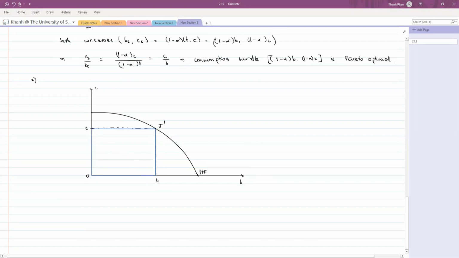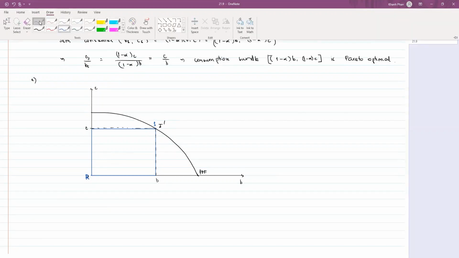On the two origins, I will have the consumer Recharge on the bottom corner, and Seth on the top corner. Now I want to draw all of the Pareto optimal allocations.